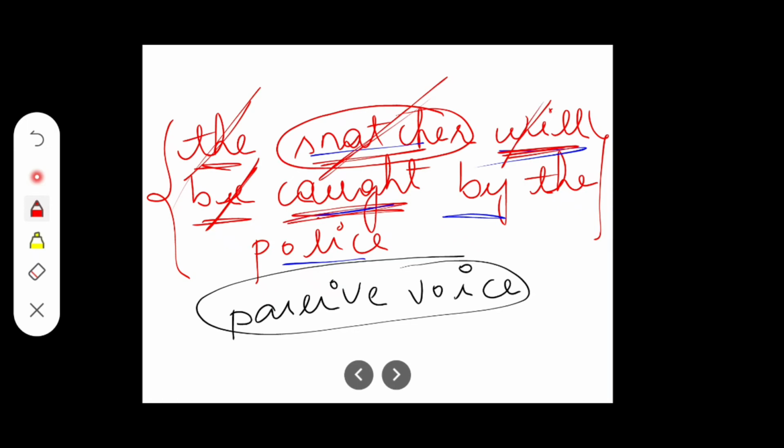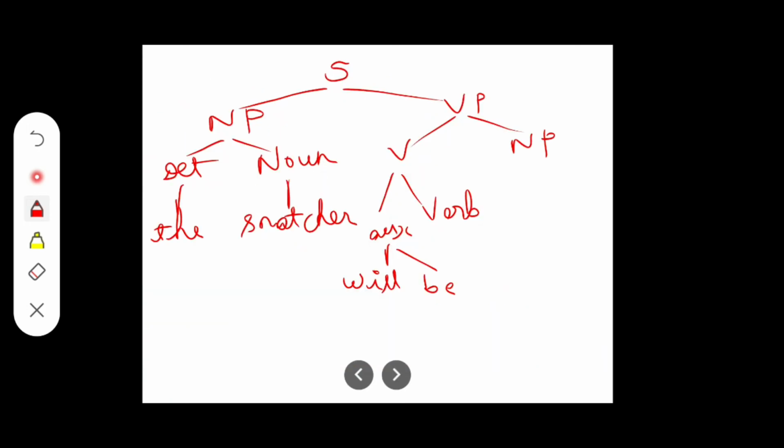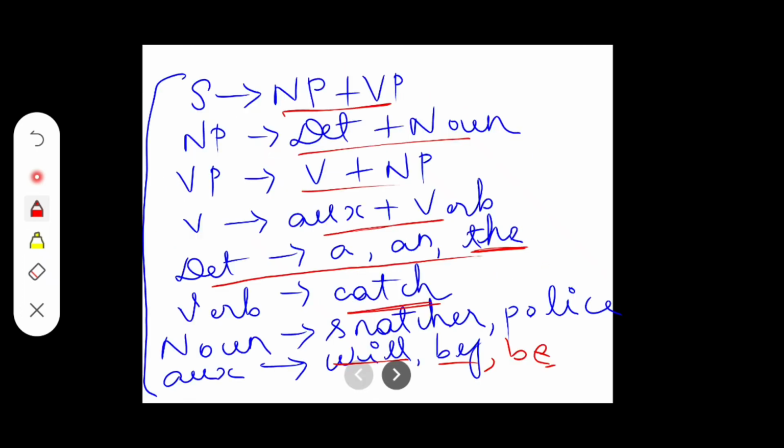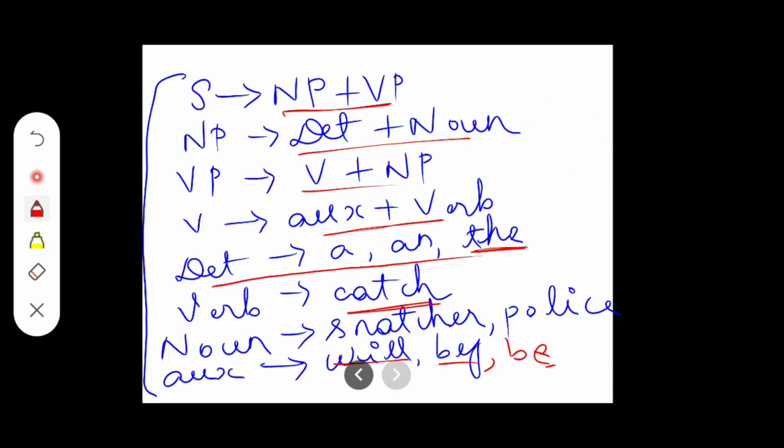Caught. What exactly is this caught? It's a verb. Look into the rule section. Do we have caught? Yes, we have catch. Catch, caught. It's just a tense difference, that's all. So catch will be in the place of verb. So you can write caught. Then caught is over. You can scratch this also. Then by. Caught is followed by by.